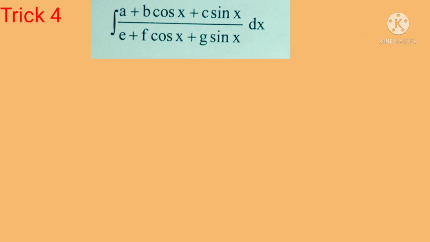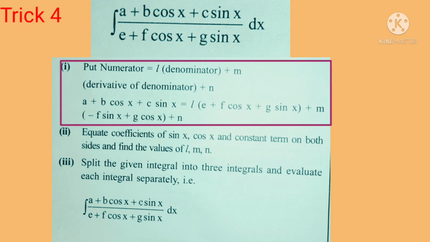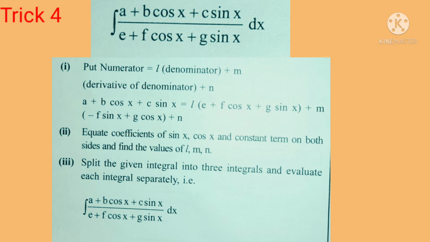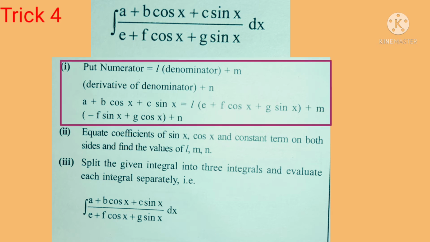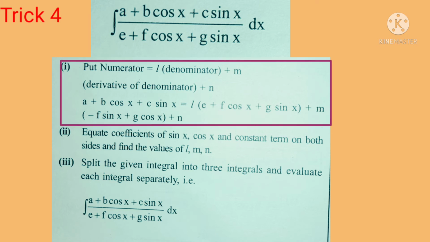The question is the integration of a plus b cos x plus c sin x divided by e plus f cos x plus g sin x dx. We need to find the value of the integration. With 4 simple steps we are going to find it. First step: put numerator is equal to L times denominator plus M times derivative of denominator plus N. In place of L, M, N we can use the terms lambda, mu, gamma; it's up to us. I have just done it with L, M and N.